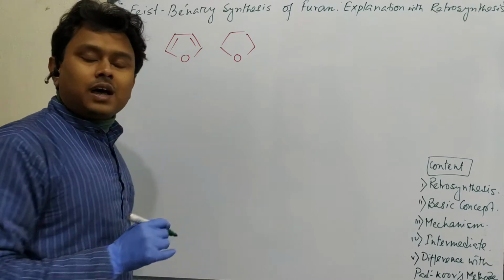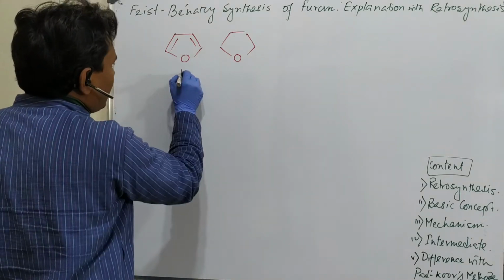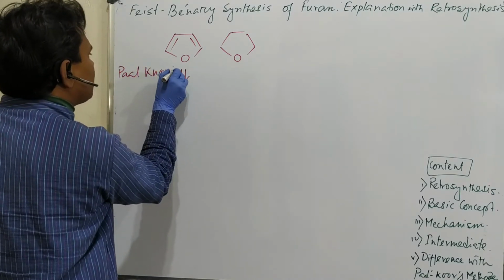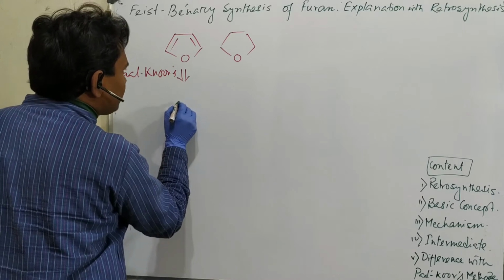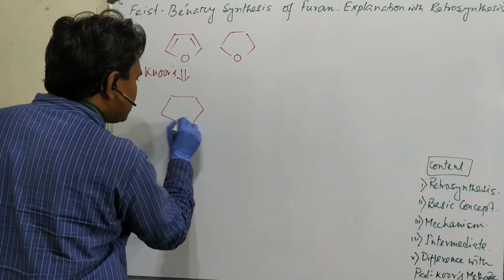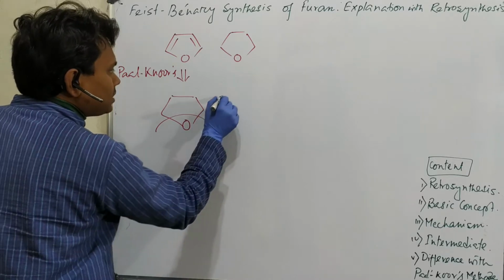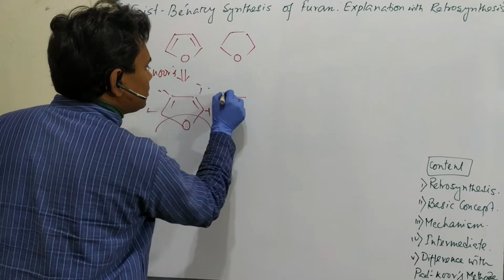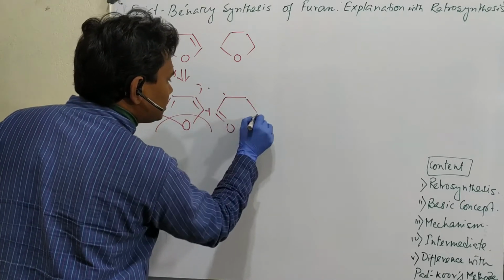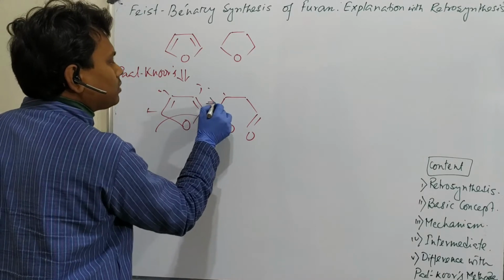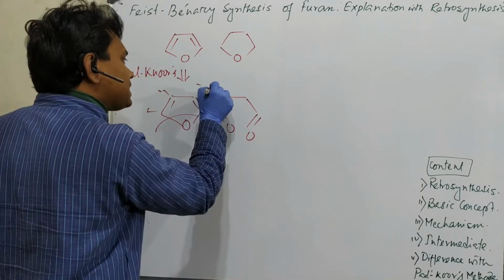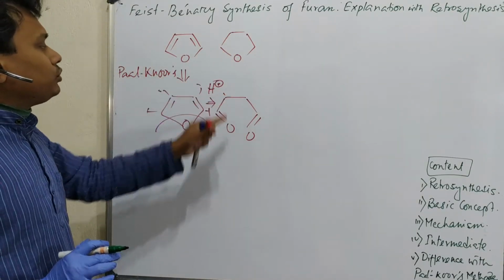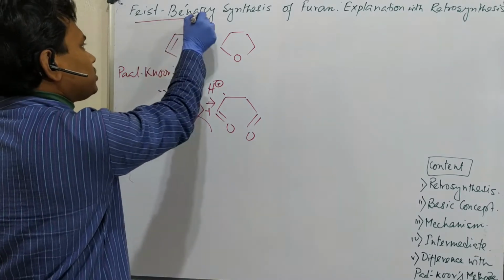So previously we have done Paal-Knorr's method. How we have achieved Paal-Knorr's, how we have disconnected this molecule in this way. Means this is a 1,4-dicarbonyl compound, and the medium is acidic. But here we will do this Feist-Benary method, where the medium is alkaline.